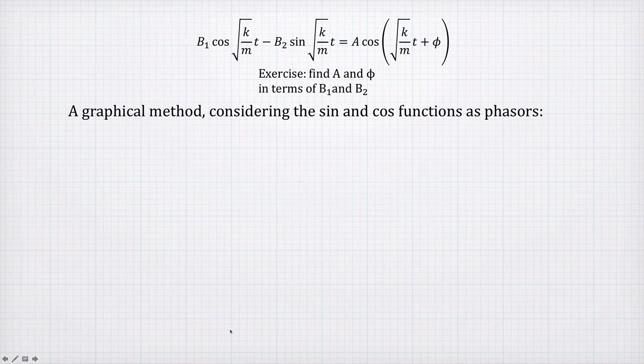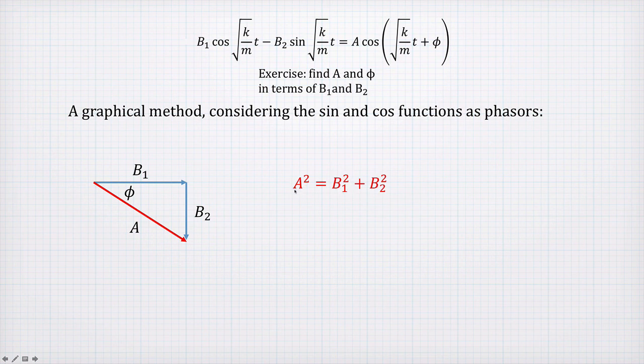The second method is a graphical method. So we consider the sine and cosine functions as phasors. So here is B1, which is the amplitude of the cosine function, and here is B2, the amplitude of the sine function, and these two are at right angles to each other. The angle here that they give is phi with some resultant vector A. And so what we do then is to say that using Pythagoras, A squared must be equal to B1 squared plus B2 squared, and the angle phi must be equal to the inverse tan of B2 on B1.